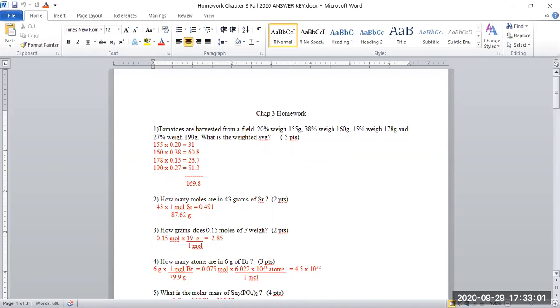You can see in the first problem here, we're sort of revisiting the weighted average idea.